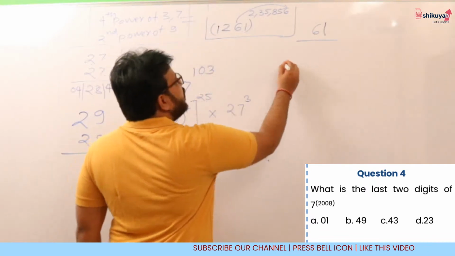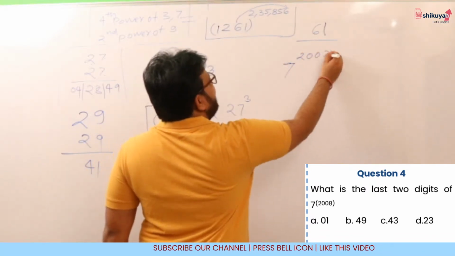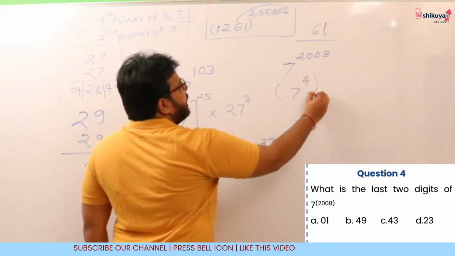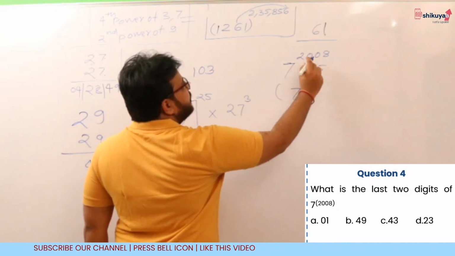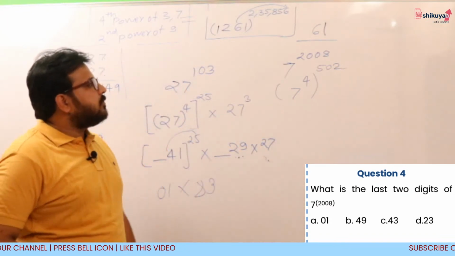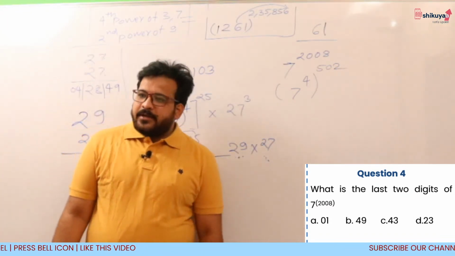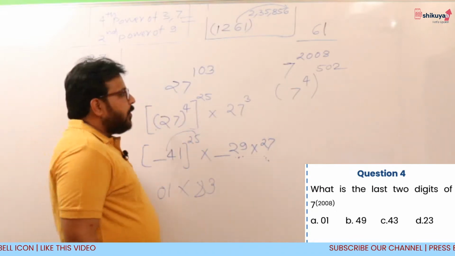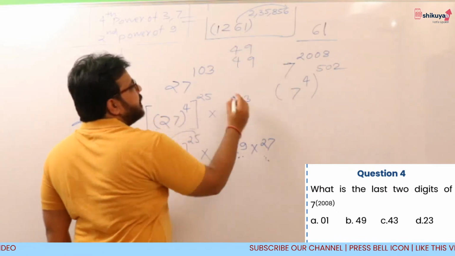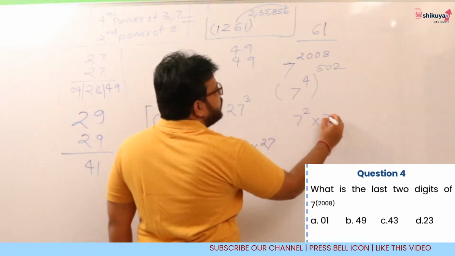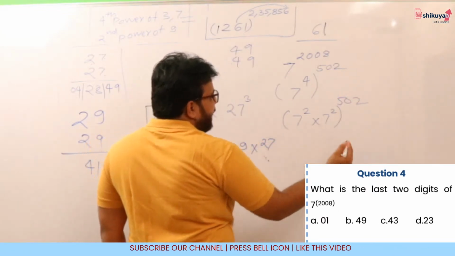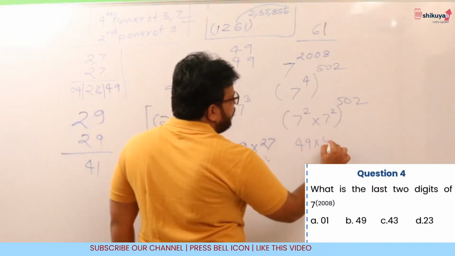7 raised to 2008. I'm going to do it very simple. 7 raised to 4 raised to 502, yes. Am I right? Everybody, am I right? Yes or no? So 7 into 7, that is 49 into 49. So in this way, 7 raised to 2 into 7 raised to 2 raised to 502. So let's do it. 49 into 49. So 49 into 49.